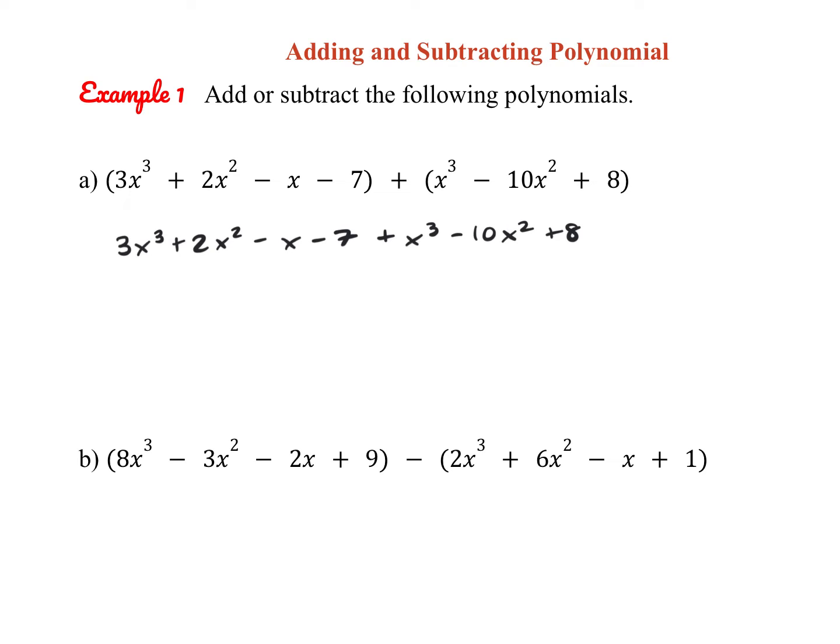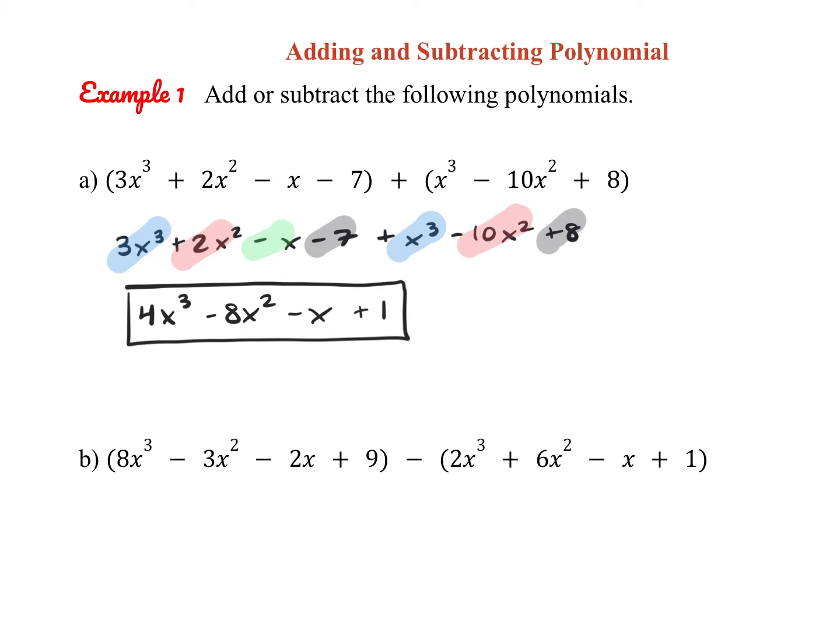So now I'm going to combine like terms. First I see I have a 3x cubed and 1x cubed, and I just add up the coefficients to make that 4x cubed. And then I see a 2x squared and a negative 10x squared. So if I add up those coefficients, I get negative 8x squared. And then I do see here that I have just a solo x term, so that will just remain unchanged. And then last, I have my constants. Negative 7 and 8 gives me 1.